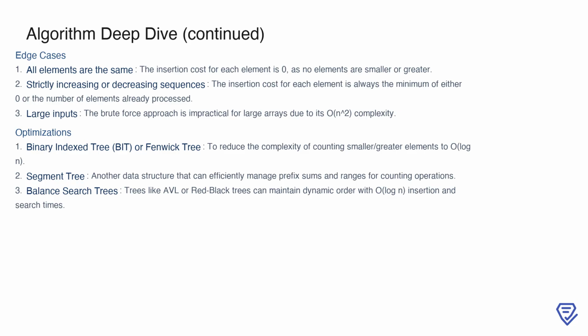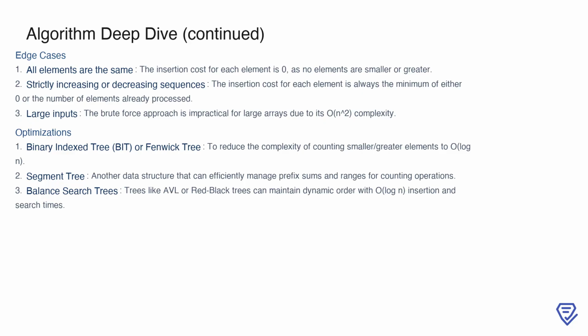Certain edge cases highlight the limitations of this brute force approach. For example, when all elements in the instructions array are identical, the insertion cost for each element is 0 because no elements are smaller or greater. For strictly increasing or decreasing sequences, the insertion cost is always the minimum of 0 or the number of elements already processed. However, the major challenge comes with large input sizes, where the O(n squared) complexity becomes a bottleneck.